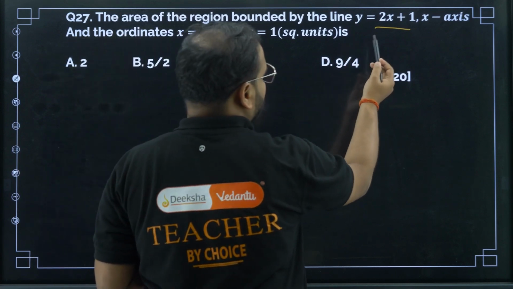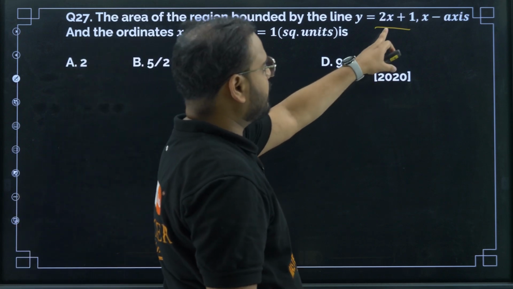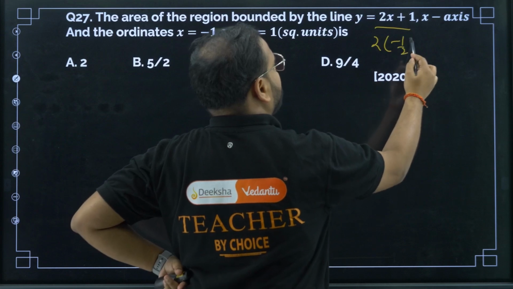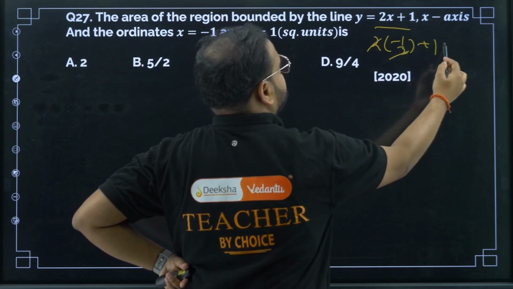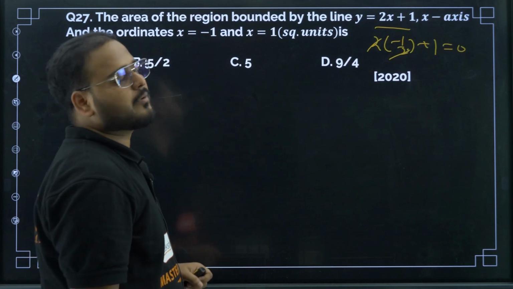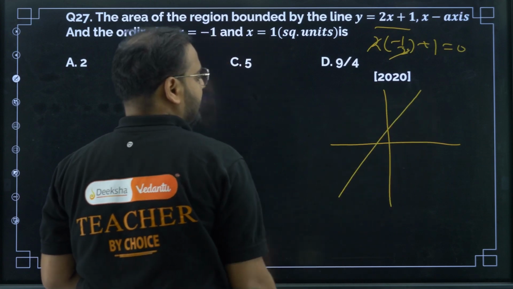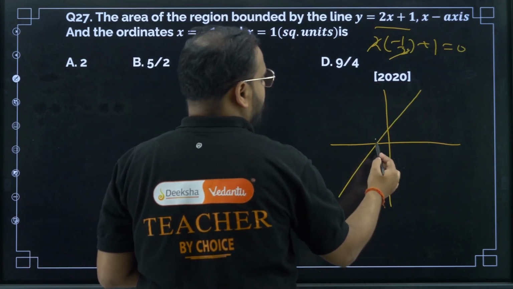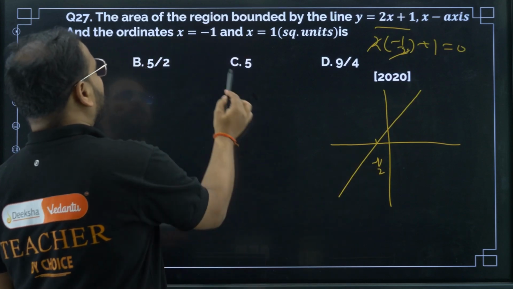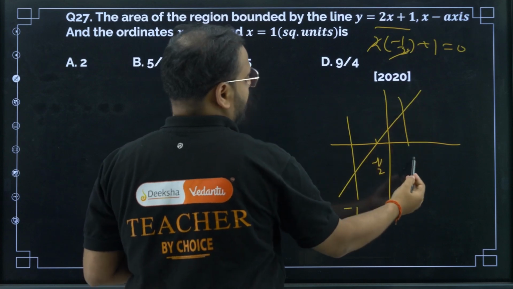So if you check for 0, you're going to get x equals to minus 1 by 2. If you put x as minus 1 by 2, 2 times of minus 1 by 2 plus 1 is minus 1 plus 1, which will be 0. So it is 0 when x is minus 1 by 2. If I'm drawing this line like this, this point is minus 1 by 2. So before that point, it's negative. Do we have that point over here? Yes. I have this as minus 1 and this I have at 1.